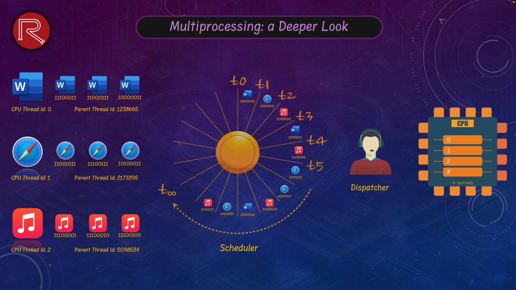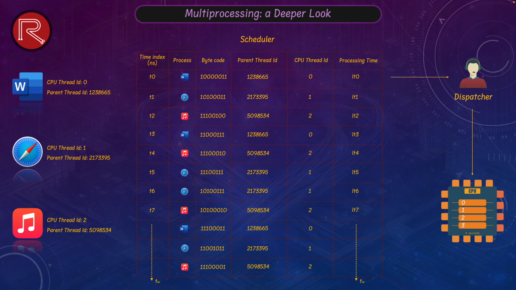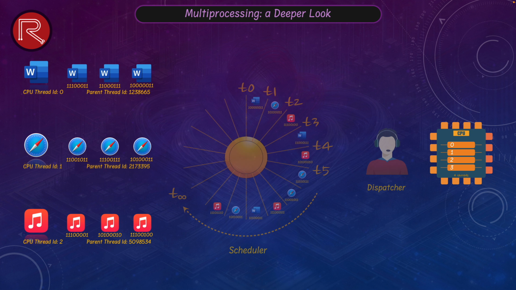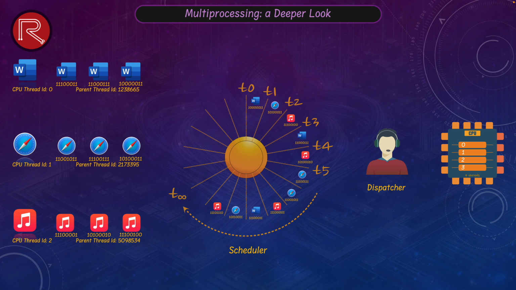Furthermore, we examined how the specific bytecode chunks sent by the dispatcher to the CPU can be illustrated in this table, helping us visualize the scheduling process in action. The seamless coordination between the scheduler and the dispatcher ensures smooth and efficient execution of multiple processes. However, in our example, we used 3 processes with a CPU that has 4 threads. But now, I would like to call additional processes such as Microsoft Excel, Messenger, and WhatsApp.